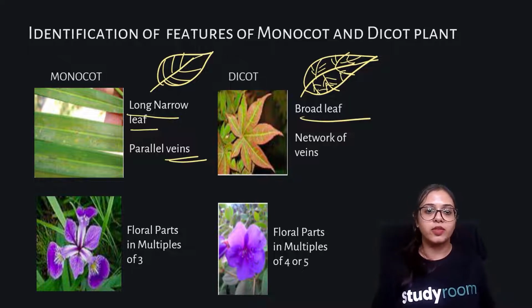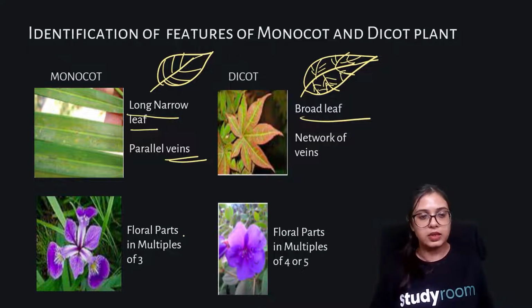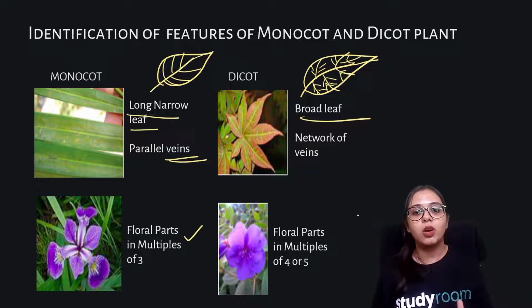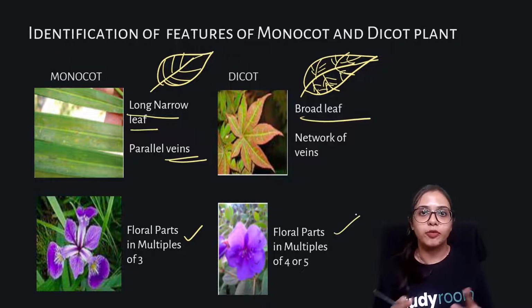The other criterion of difference could be the floral parts. In monocots, the floral parts are divided in multiples of 3, whereas in dicots, the floral parts are divided in multiples of 4 or 5.